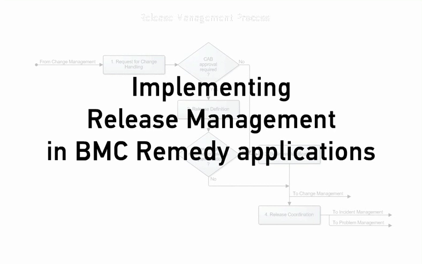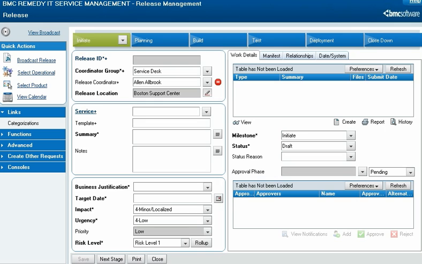Now we'll look at how the release management process works in BMC Remedy applications. Alan Albrook, a release coordinator at Calbro Services, has received a notification from Calbro's CAB that they approved an upgrade to Calbro's payroll management system. Because releasing an upgrade into production requires the coordination of several support organizations, Alan creates a new release management request to help synchronize their work.